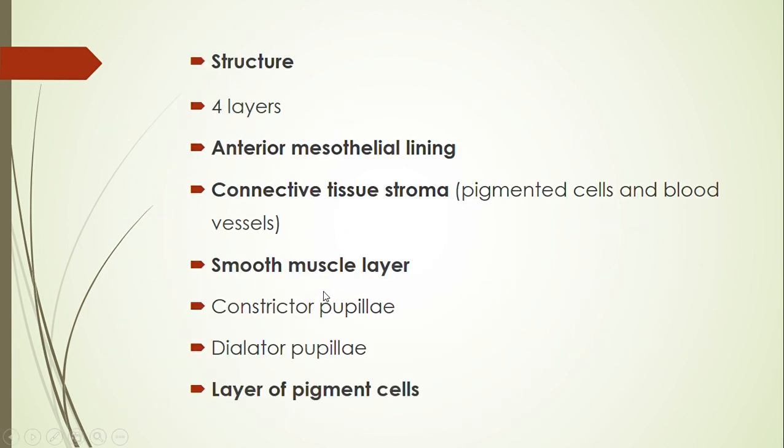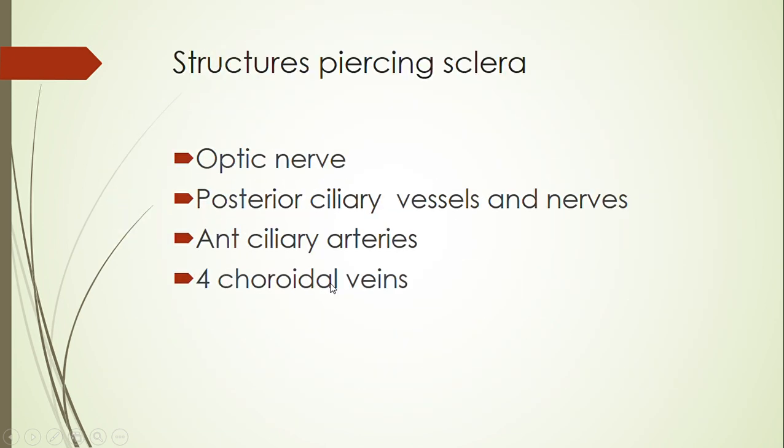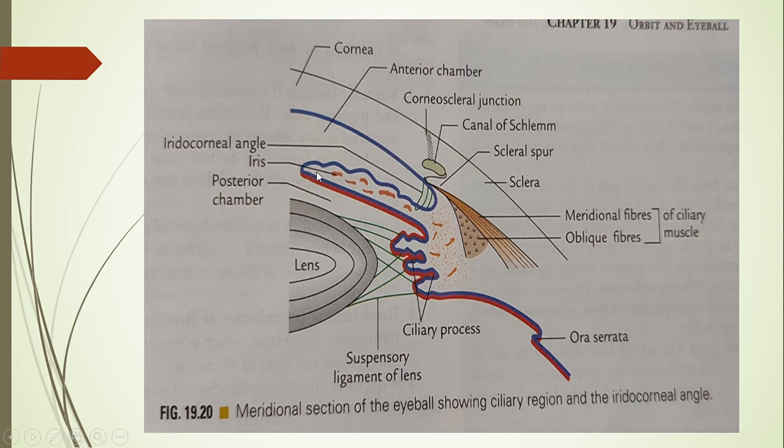The ciliary body. In this diagram we can see the ciliary body. It is the anterior thick continuation of the choroid. It is continuous with the iris in front. It suspends the lens, holding the lens in position by means of the suspensory ligament of the lens. The suspensory ligament of the lens is named the zonule of Zinn, Z-I-N-N.